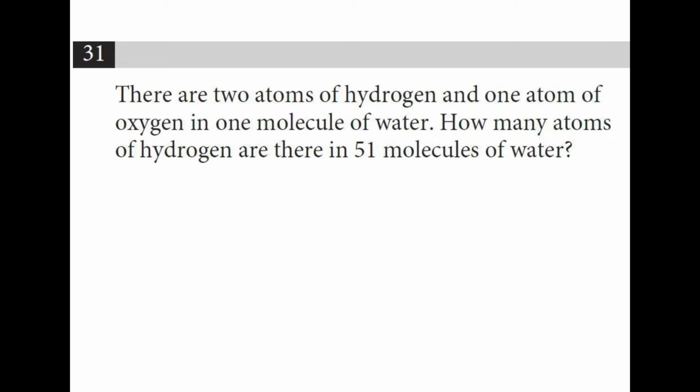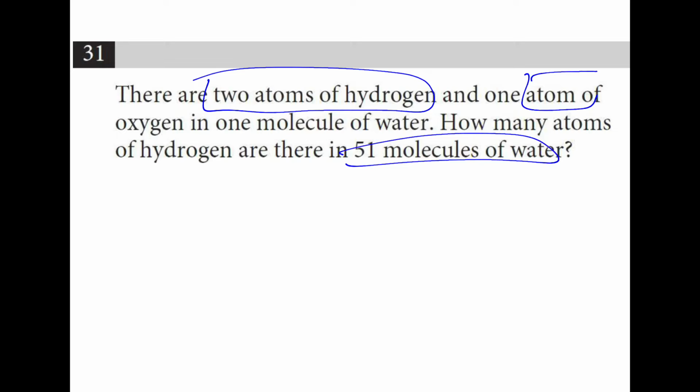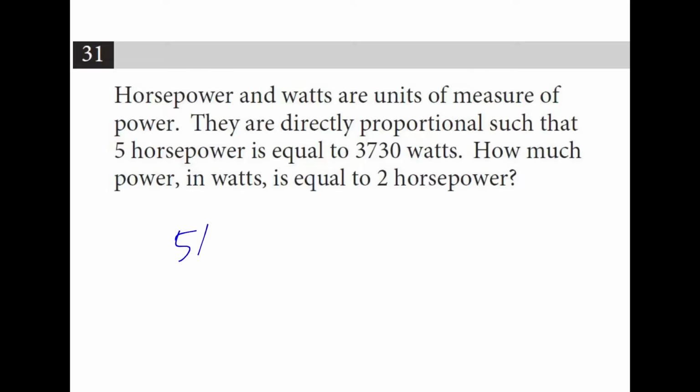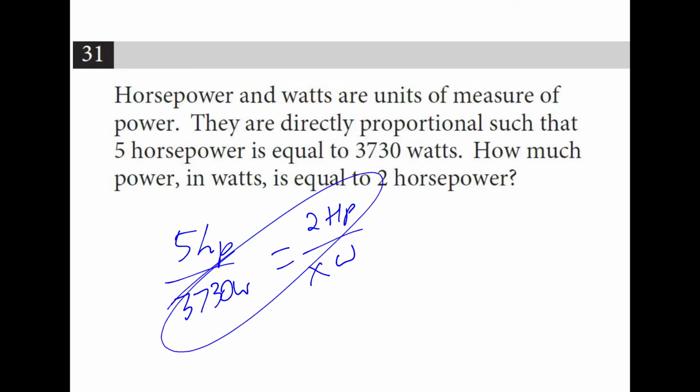Every single molecule of water has 2 atoms of hydrogen and 1 atom of oxygen. So if there's 51 molecules of water, we just double that and we have 102 atoms of hydrogen. If 5 horsepower is 3730 watts, 2 horsepower is how many watts? So you cross multiply and you divide by 5. 1,492 is your answer.